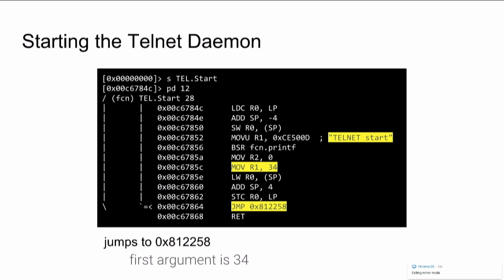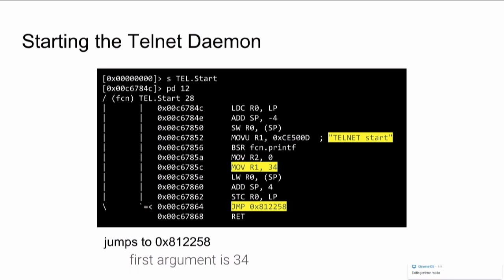At first, it will print telnet start, that's the string we saw in ev.cgi. Then it will call a function at address 81.22.58 with 2 arguments, 34 and 0. These 3 pieces of information are important. We don't know this function yet, and let's say that we are lazy and we don't want to reverse it, and move on with the command execution. Indeed, we'll go back to this function later. 81.22.58 is really important.